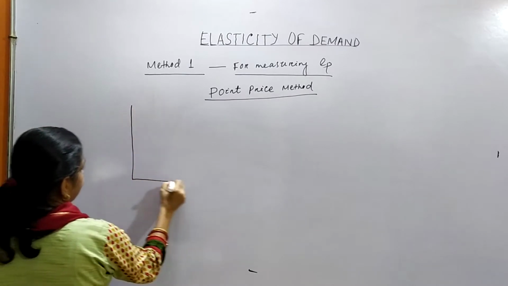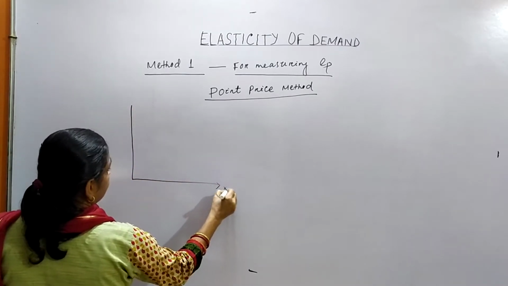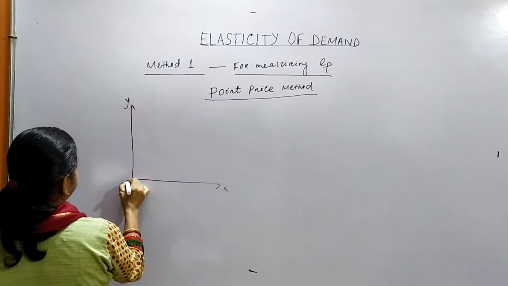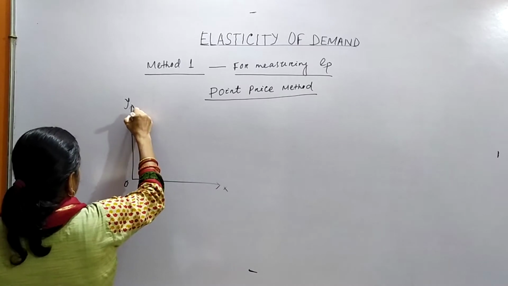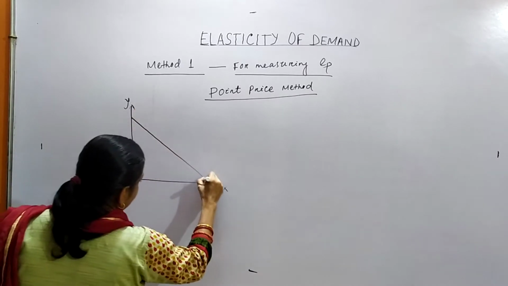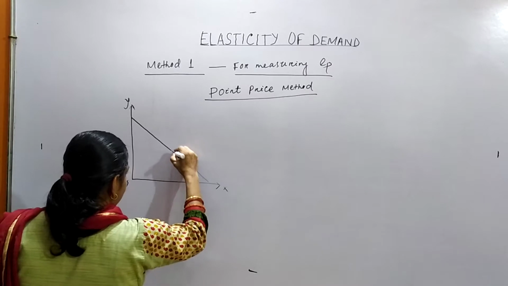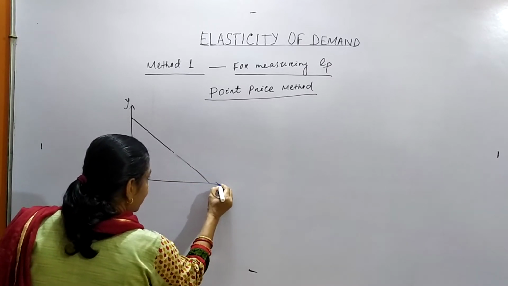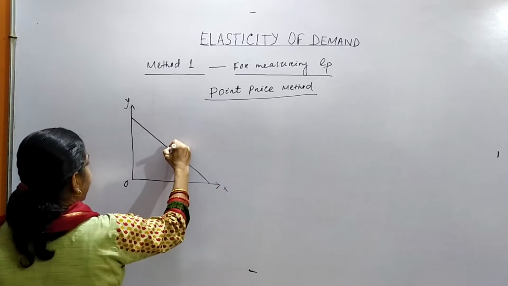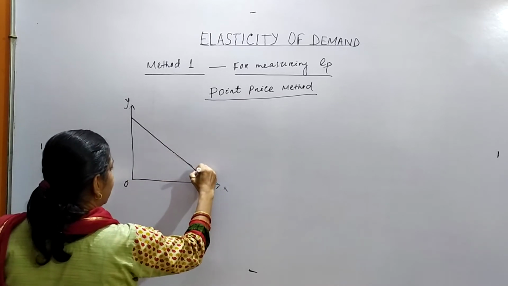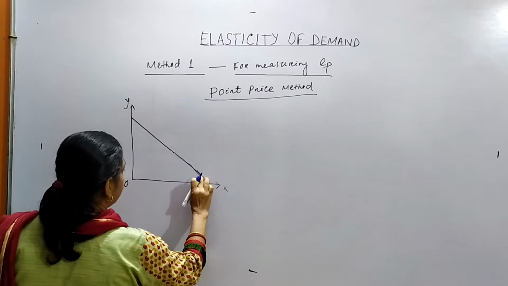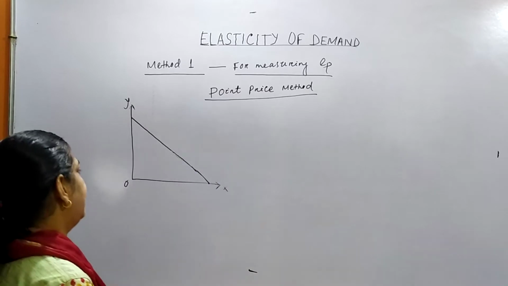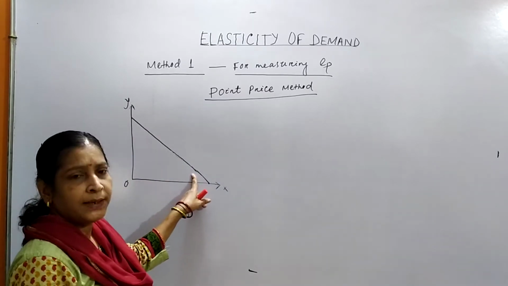This is a demand curve. These are the x-axis and y-axis. This is a linear demand curve, that means a straight line downward sloping demand curve. You know that the demand curve generally is downward sloping due to the inverse relationship between price and quantity demanded. So in this case the demand curve is also linear. It is a straight line downward sloping demand curve.